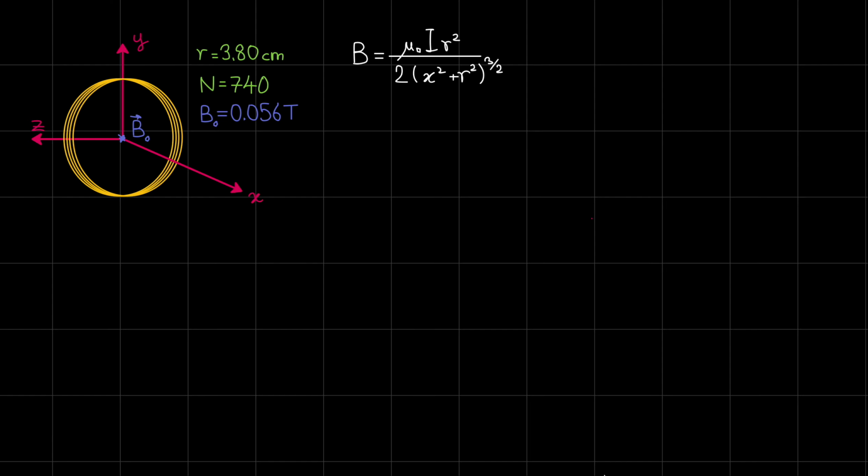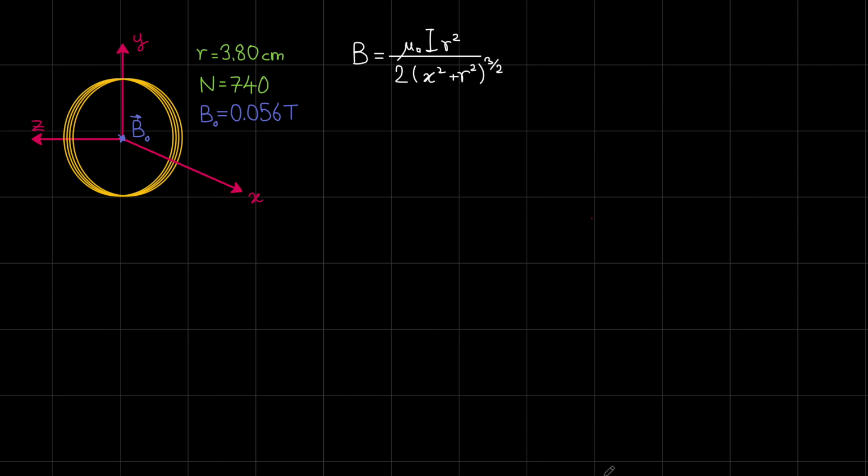Let's directly apply this formula that we derived earlier. This is the magnetic field due to a single loop of radius r with current capital I at a distance x from the center of the loop. And the point of interest at a distance x must be on a line perpendicular to the plane of the loop. In the picture, that's the x-axis.